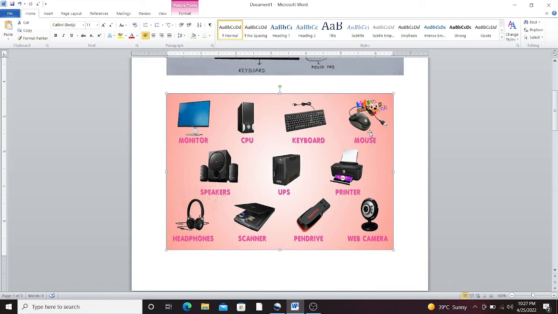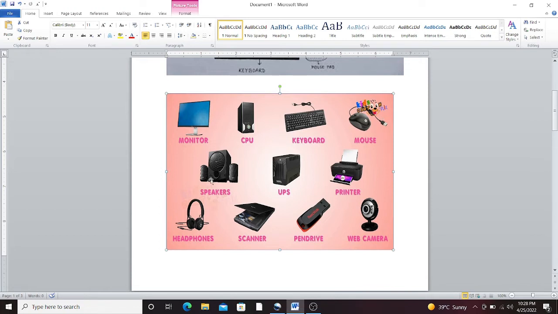Next one is the mouse. The mouse is also an input device. Through the mouse you can point at anything, you can click on anything. So this is also used to give commands to the computer. It looks like a mouse, that's why it is called a mouse. It has a long tail. So this is a mouse.